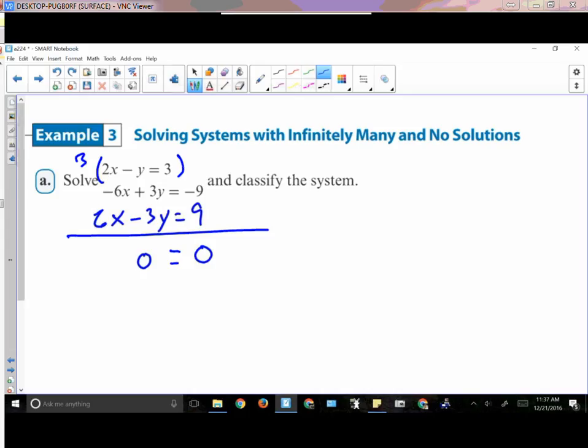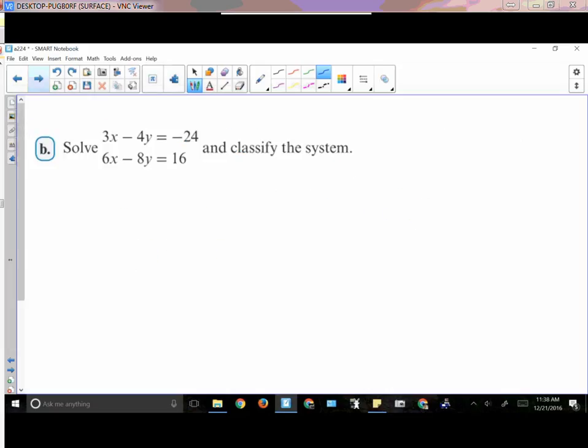So that means that this one here for the system is going to be consistent and dependent. Why? Because it depends upon where you are to determine what's equal to what. But when you get this where a value is equal to itself, consistent dependent. Just like we had seen when we were doing substitution, we would get these situations where it would be equal. Okay? Let's take a look at a situation when we get something different.